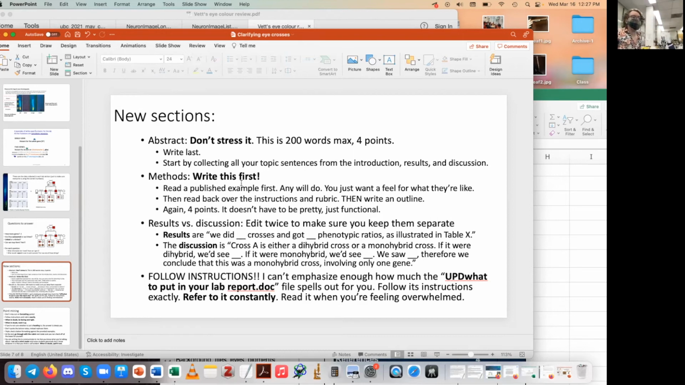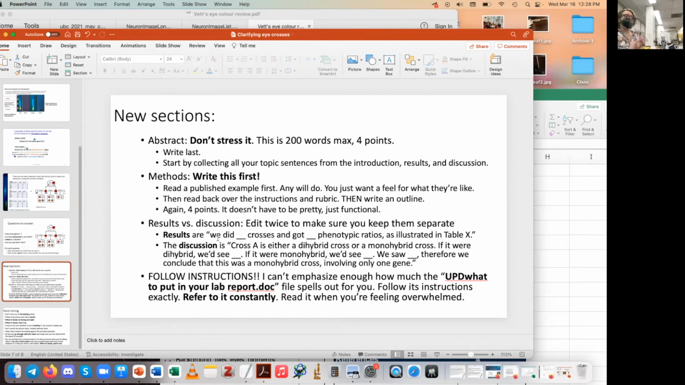I recommend writing your methods first. It gives you a good footing for what you did. And also, you're assuming that the reader has read the methods first. So when you go to write your results and discussion, you'll know what the reader knows. And as you're writing those, if you come across something you haven't mentioned in your methods, you can go back and add that in.